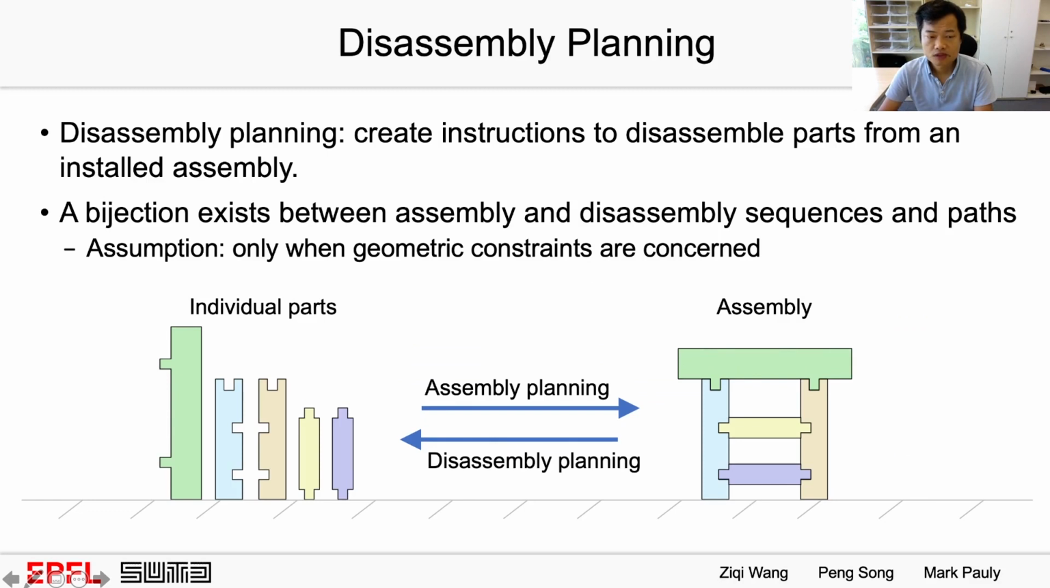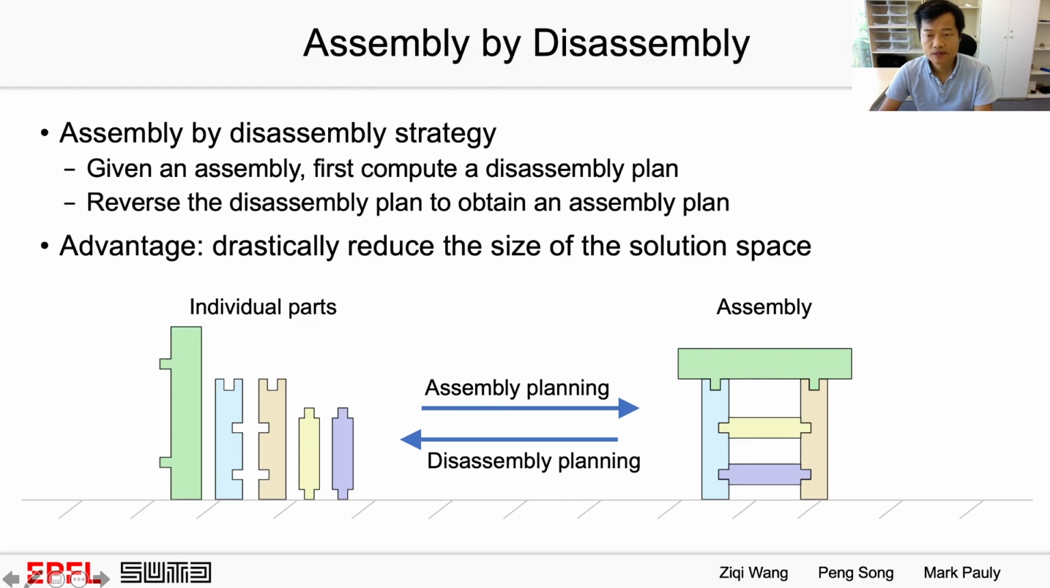Disassembly planning is a reverse process of assembly planning. A bijection exists between assembly and disassembly sequences and paths if we consider only geometric constraints. This enables an important strategy for assembly planning, called assembly by disassembly. The advantage of this strategy is to dramatically reduce the size of the solution space for searching the valid assembly plans. This is because parts in an assembled state have far more precedence and motion constraints than the disassembled state.